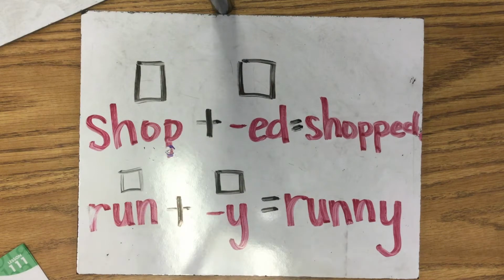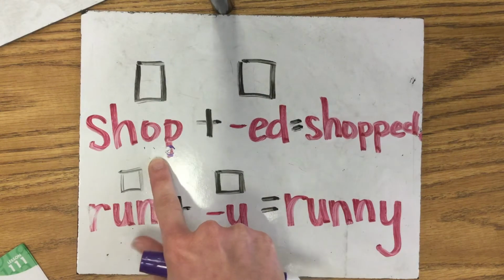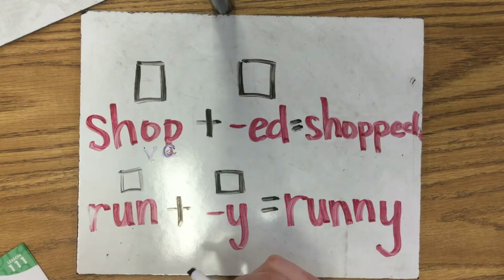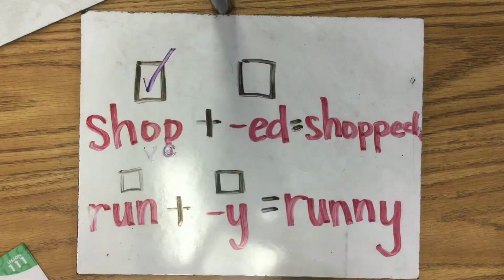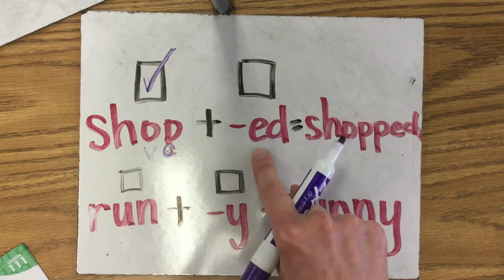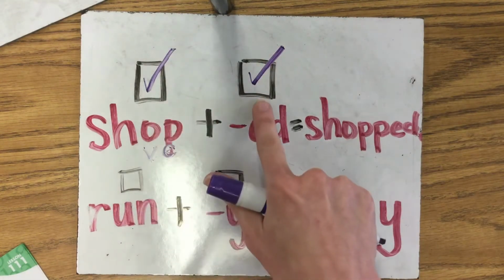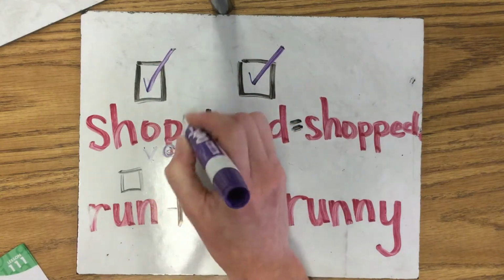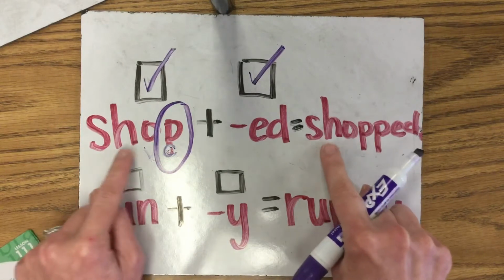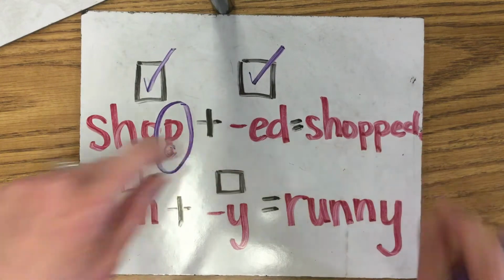There are some rules that go with the doubling rule. It starts with the root word. If the root word ends in a vowel and a consonant, you're going to put a check in the box. If our suffix is a vowel suffix, we'll put a check in the box. If you have two checks, that means to double this final consonant. So when you write it, you're going to write S-H-O-P, add another P, then add our vowel suffix.